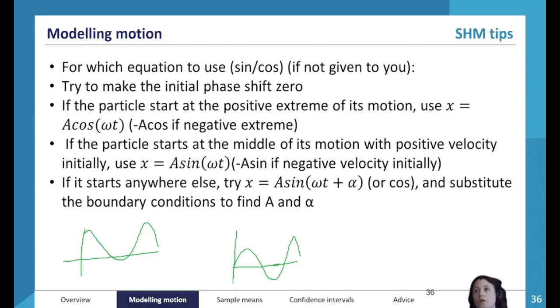So, if you've been given a question and you're told the initial position, if the initial position of the object is at the extreme of its motion, if it's at A or negative A, use cos. If the initial position is at the center point or at x equals 0, use sine. Alright? And then obviously you can put a negative or a positive in front of those sine and cos depending on the initial velocity. Alright, which direction it's moving in.